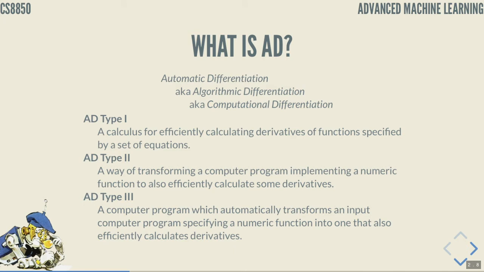And there is also AD type 3. It's a computer program which automatically transforms an input computer program, specifying a numeric function, into one that also efficiently calculates derivatives. So these are kind of complementary definitions, or slightly overlapping definitions, or different types of AD.